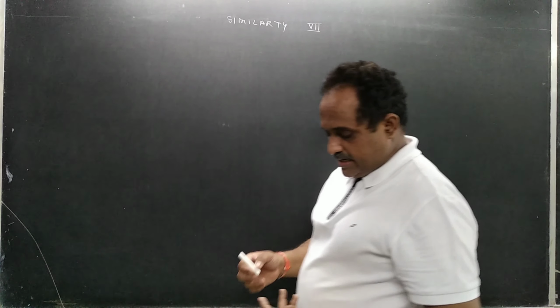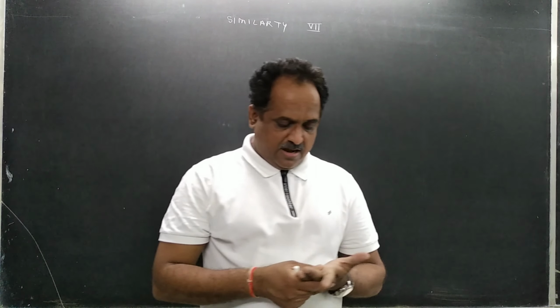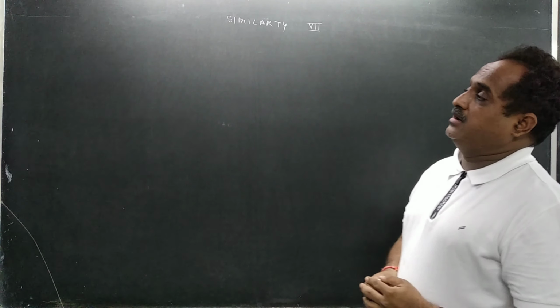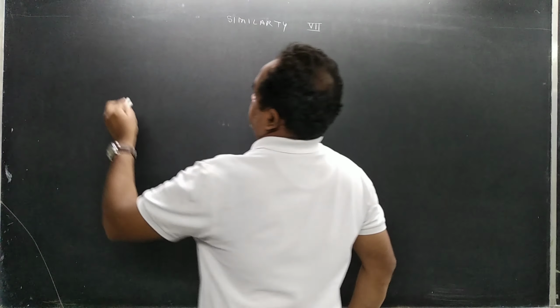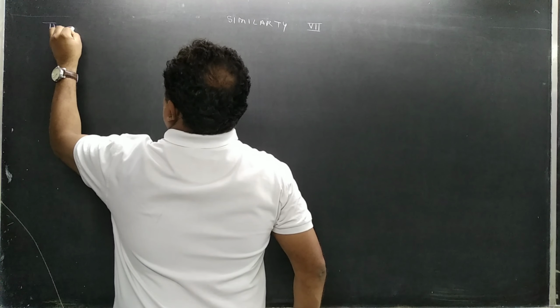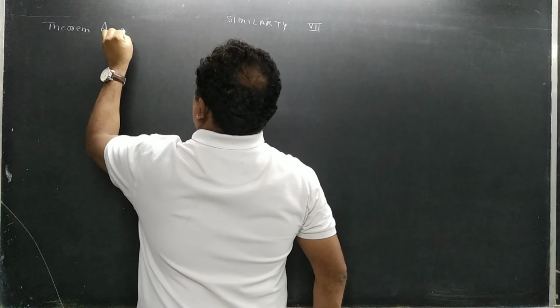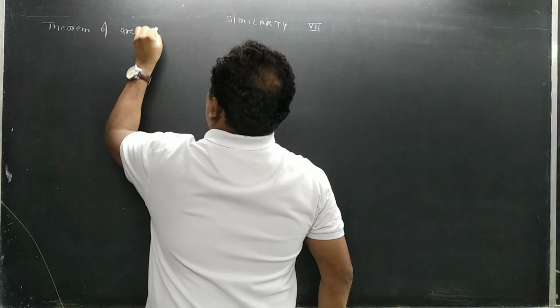We have completed the practice set 1.3. Now we are going to do another important theorem, the theorem on areas of two similar triangles. The last theorem of our similarity topic, this we have to do properly. Theorem of areas of two similar triangles.